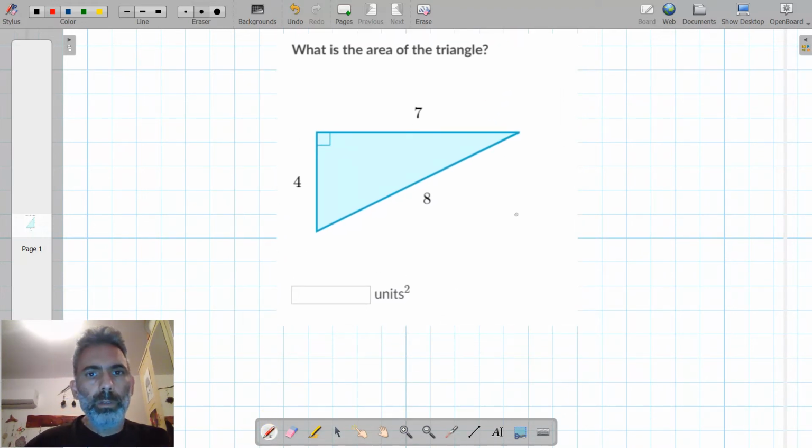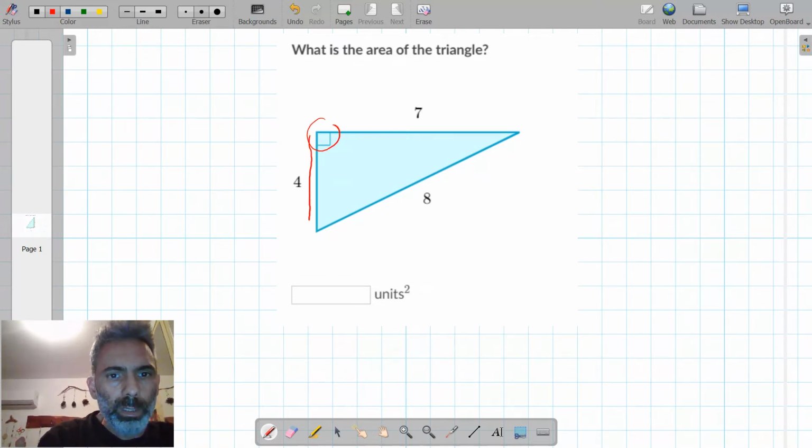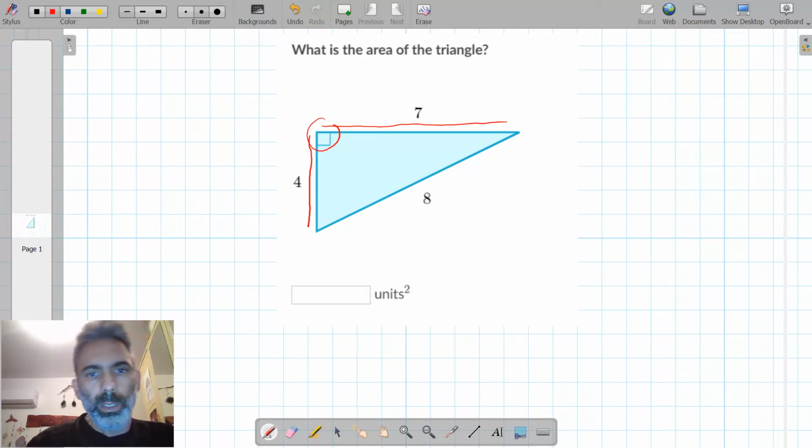Okay, what is the area of the triangle? So we see the right triangle here, which means that this is the base and this is the height. If we flip the triangle, this 7 can also be the base and the 4 can be the height. But in our case, we multiply the base times the height and divide by 2, because the area of the triangle is the base times the height divided by 2.